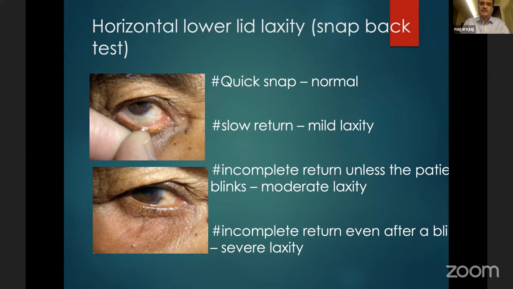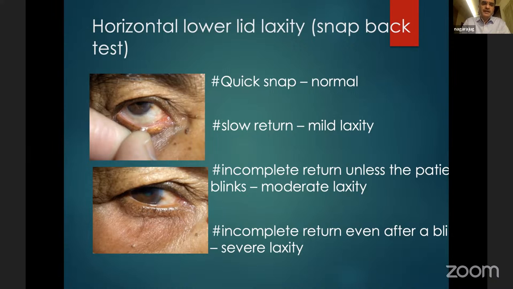It returns back to its normal position. That is a normal condition. Supposing if it takes slightly some time to return, it indicates there is a mild laxity. Okay, supposing you try to retract it, you just pinch it and you leave it back, it doesn't return.